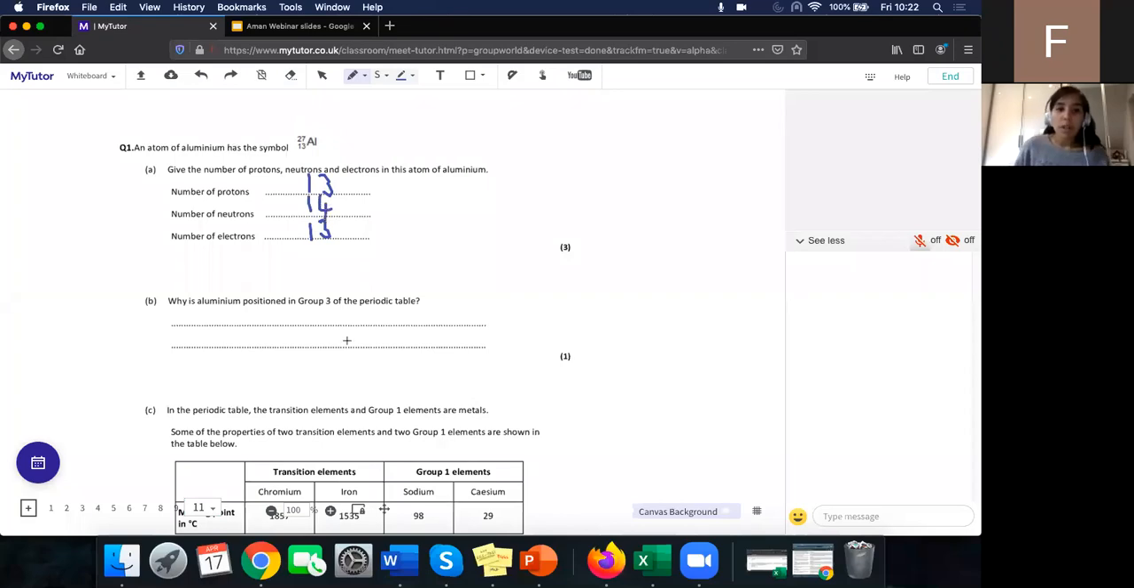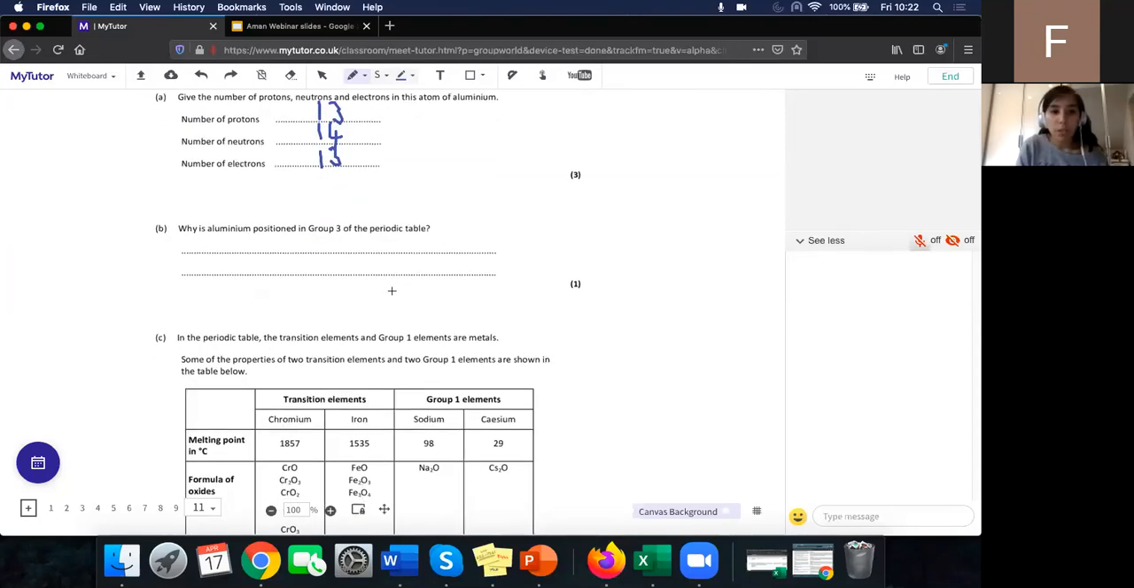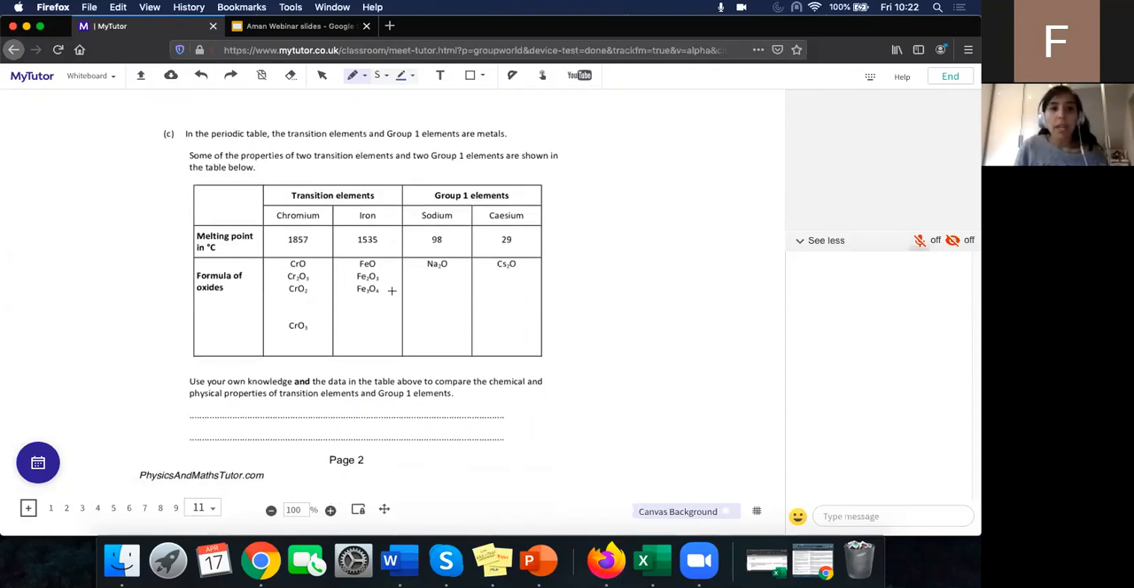Well done, everyone. Why is aluminium positioned in group 3? What's the reason for aluminium being in group 3? Great, it has 3 outer electrons. Well done, everyone. Good.